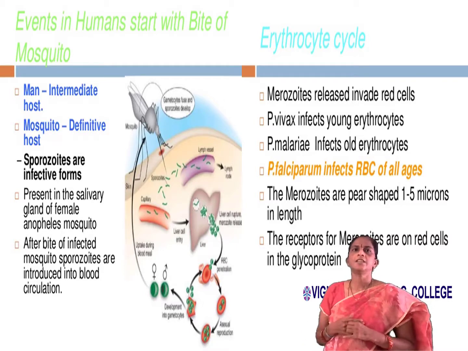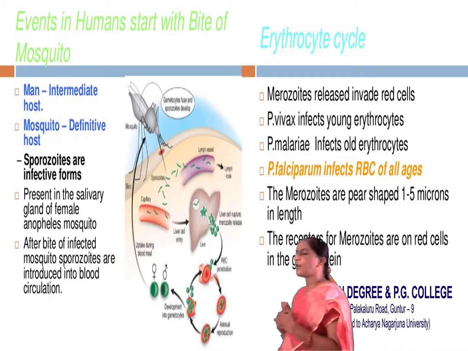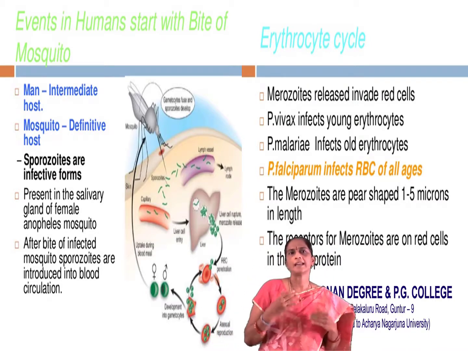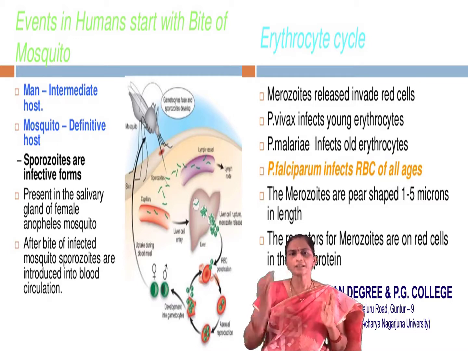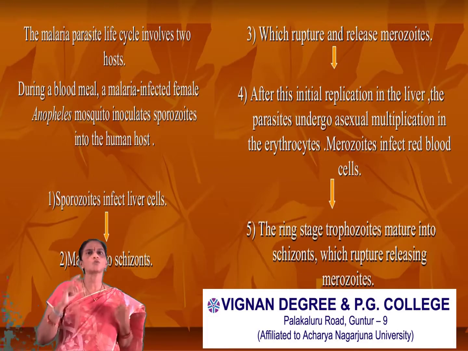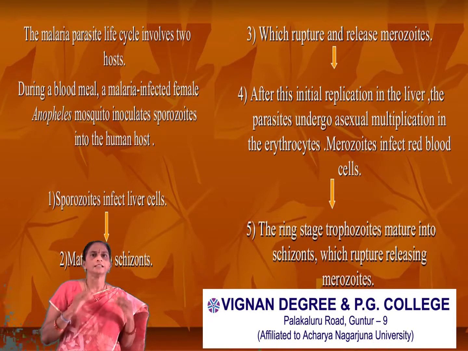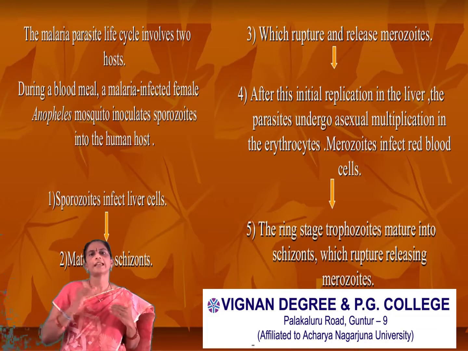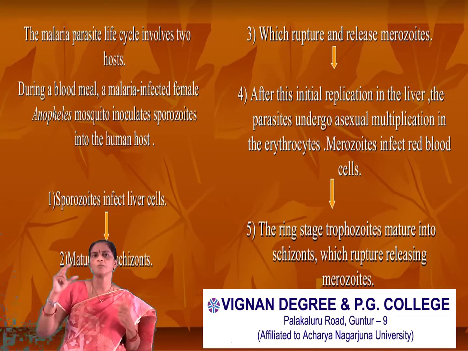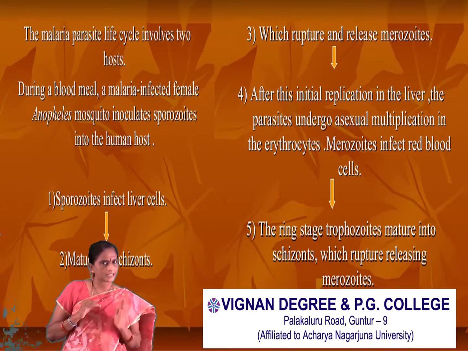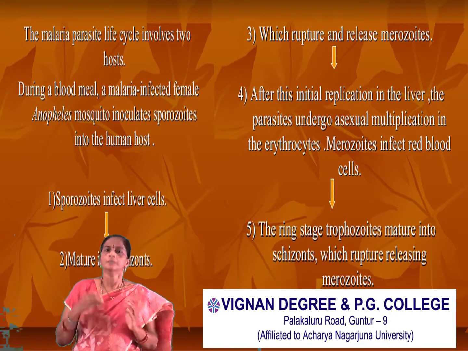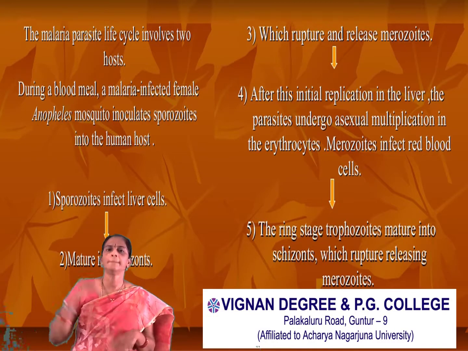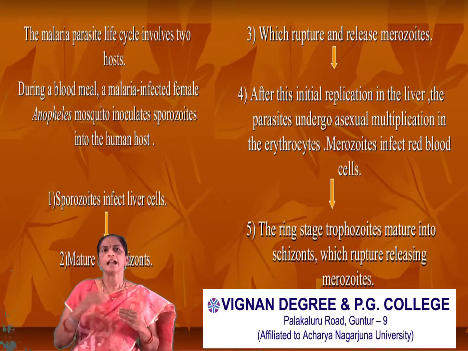So, coming to the events in humans, how the mosquito enters and releases the organism, and how the organism is multiplied. Man is the intermediate host, already we discussed. Mosquito is the definitive host. The sporozoites from the mosquito enter into the humans. Remember, the sporozoites are the infective forms. They are present in the salivary glands of the female Anopheles mosquito. Remember, the female Anopheles mosquito is very important. After biting humans, it releases the sporozoites directly into the blood circulation.